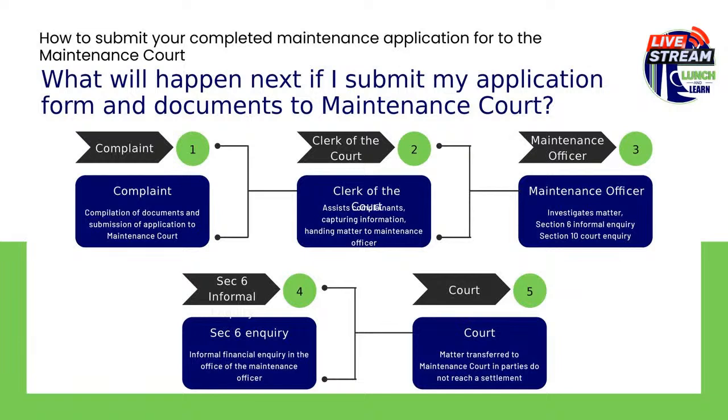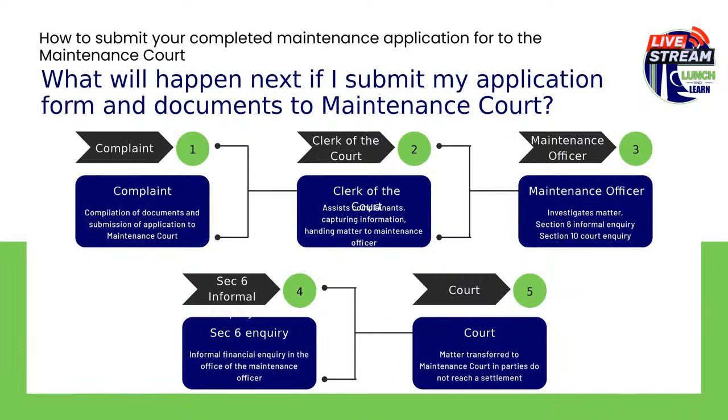So we're leading up to the Section 6 informal inquiry, where both parties will be sitting in front of the maintenance officer in order to resolve the matter. And if the matter could not be resolved during this Section 6 maintenance inquiry, if the parties are in disagreement, then the maintenance officer could make a recommendation to court and refer the matter to court in terms of Section 10.